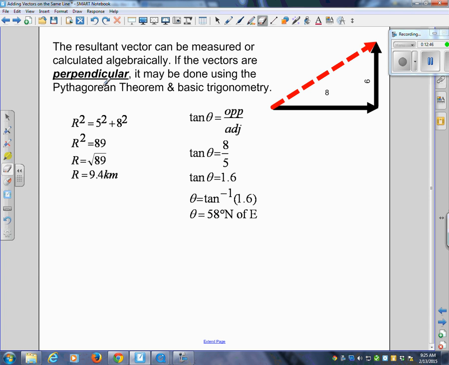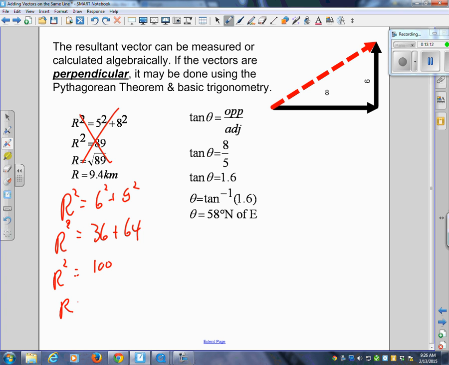They must be perpendicular. Okay, so here, now I got 5 and 8. This is a screw up here, isn't it? That should be a 6. Let me redo this for you here. That should be 6 squared plus 8 squared, and I think Kieran was right? So it's going to be 36 plus 64. R squared equals 100. So R is the square root of 100, or just plain old 10. 10 what? These are said to be kilometers, so that's going to be 10 kilometers as well.